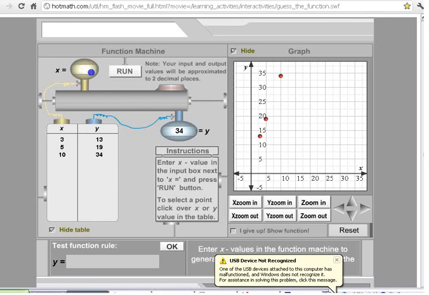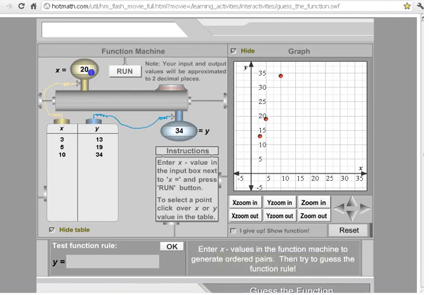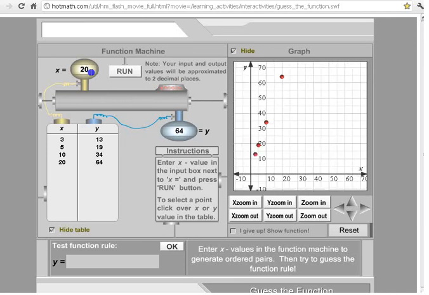Okay, can you think about what your rule is then? Anybody else think about what the rule is? Let me give you another one to help if you want. 20 should be 64. 0 should be 4.